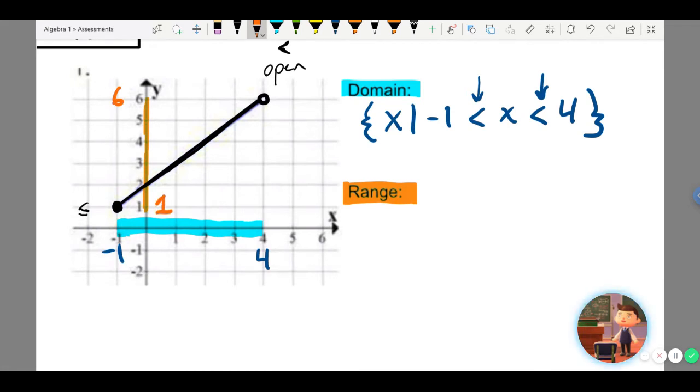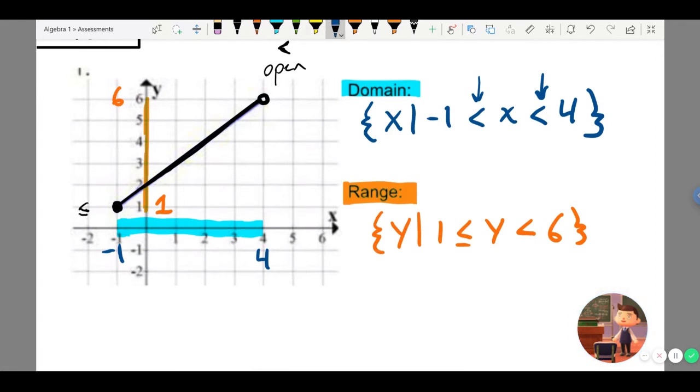Okay, so I know I'm looking for, my range is going to be the set of all y values such that y is greater than or equal to 1 and less than 6. I'm only saying less than there because we have an open circle.